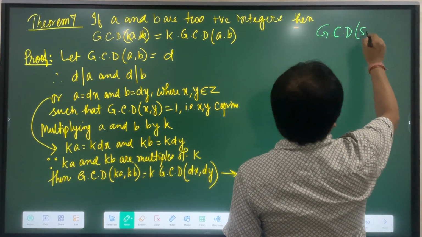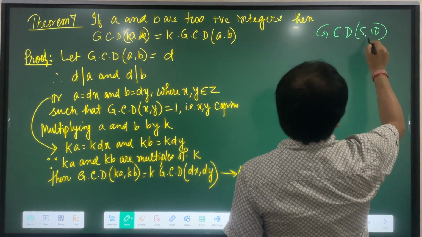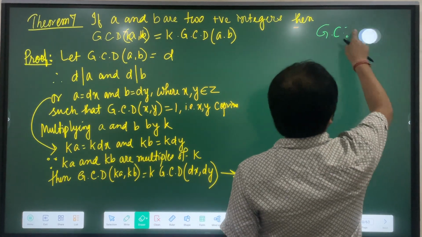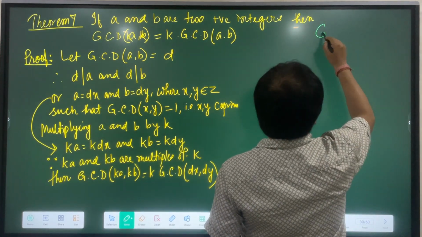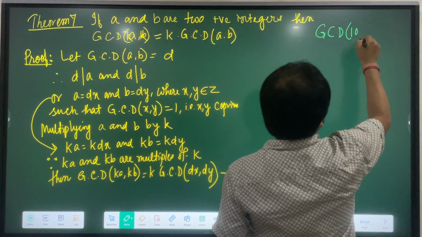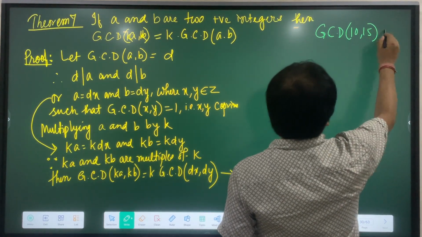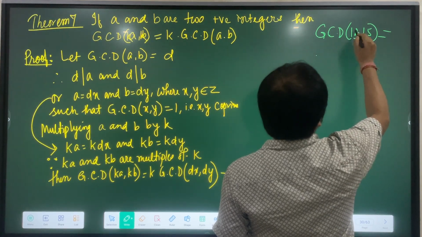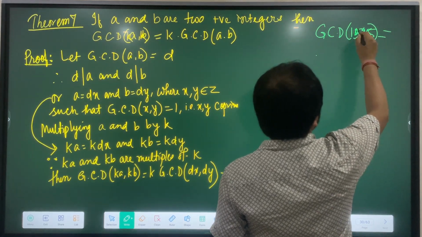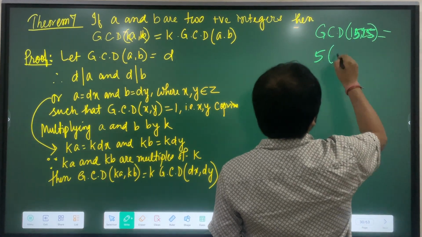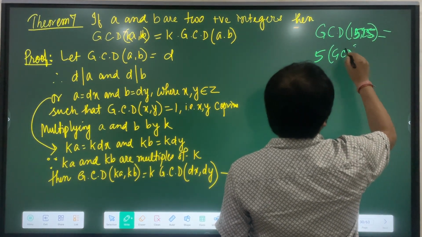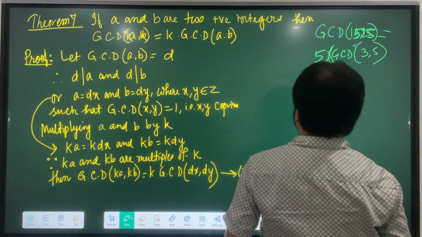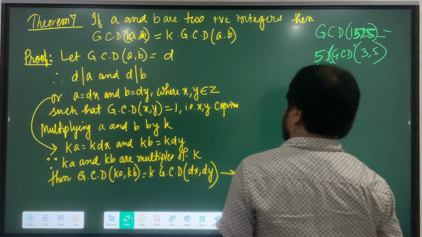GCD of 5 and 10, 10 and 15, GCD of 10 and 15 is equal to, 15 and 25, 15 and 25. Then 5 into GCD of 3 and 5. This way. This is K. This is the meaning.